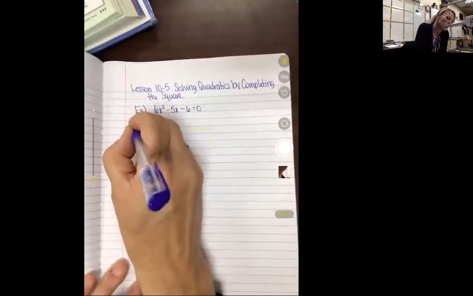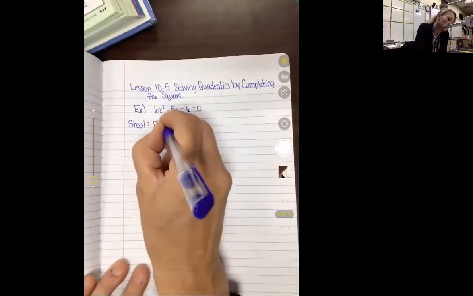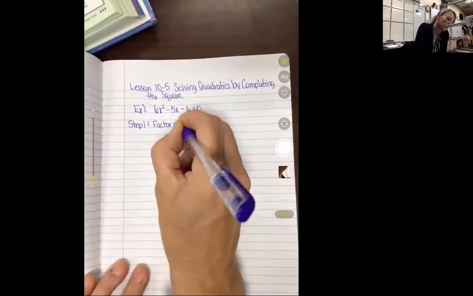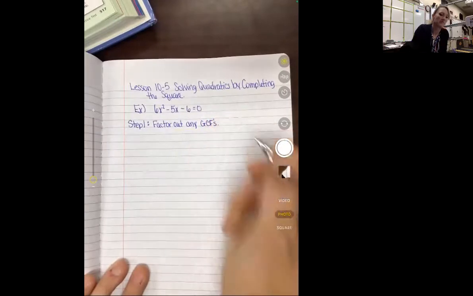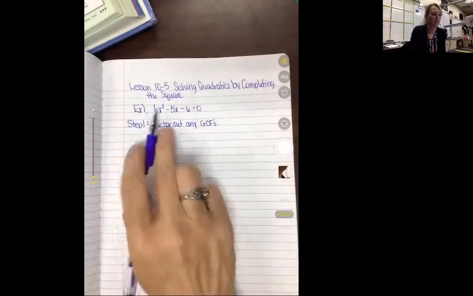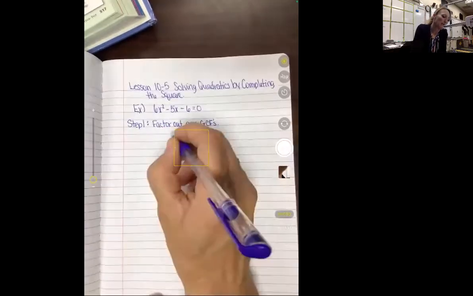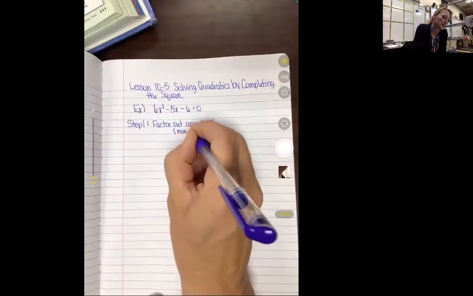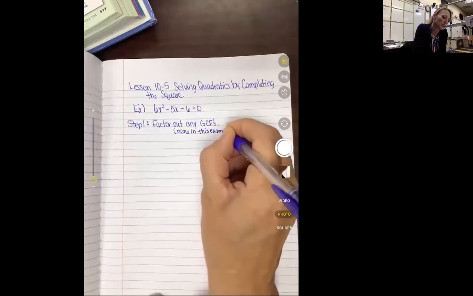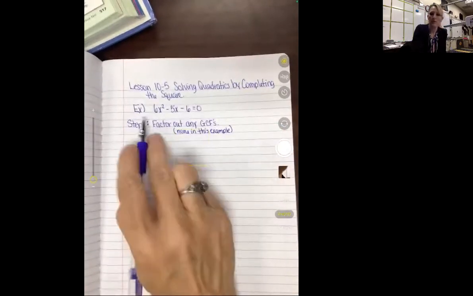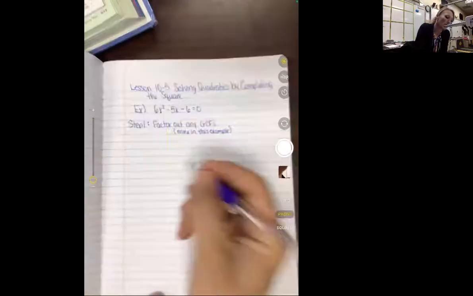So step one will always be to factor out any GCFs, so any greatest common factors. We don't have any in this particular one because there's nothing that will divide by 6 and 5 and 6. So there are none in this example. But if we did have one, we would pull them out. We would divide both sides and get rid of them completely, so we don't need them.